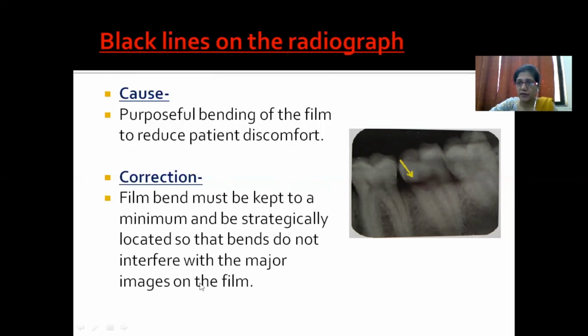Now, where to bend? If it is important and necessary, where exactly you want to bend should be strategically decided and then you do it. And again, pressure should not be applied. Light bending is required, not strenuous bending where the film may get distorted and the resultant image will have the artifact. It should not be there.